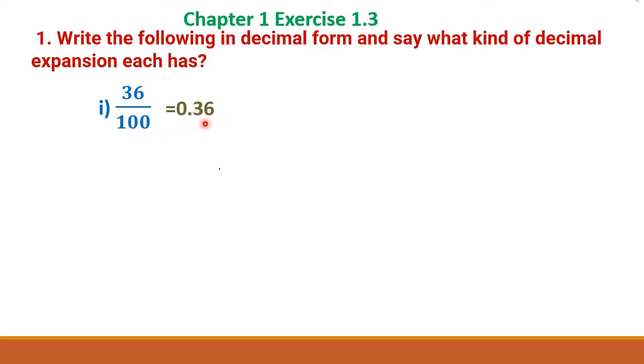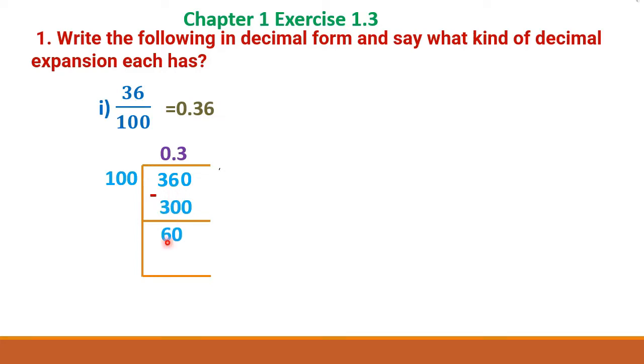I will show you by the simple division method. 36 divided by 100. Here we cannot divide 36 by 100 as 36 is smaller than 100. So we put 0 and put a decimal point here, and we put 0 in front of 36, and now it becomes 360 divided by 100. 100 3's are 300. Now subtract these two. We get 60. Again we put 0 in front of 60.